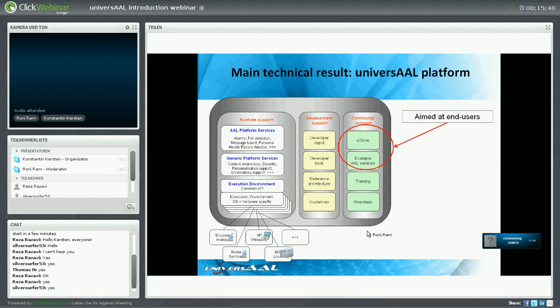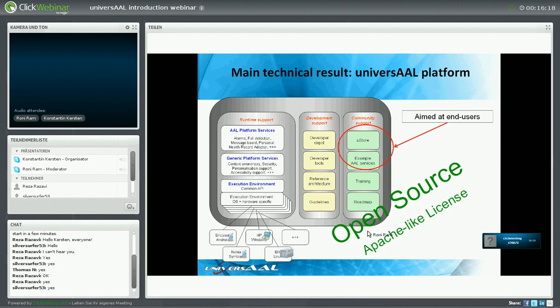So now let's understand the goal of universAAL. The main technical result is the universAAL platform. The universAAL platform is divided into 3 parts. We have the runtime support, the platform implementation, and example services. We have the development support, which includes developer tools based on Eclipse IDE, developer guides and tutorials, wikis, developer sites, and modeling tools. And the community support that includes the online shop that offers a set of services for the end user. The platform is all open source, with Apache-like license.